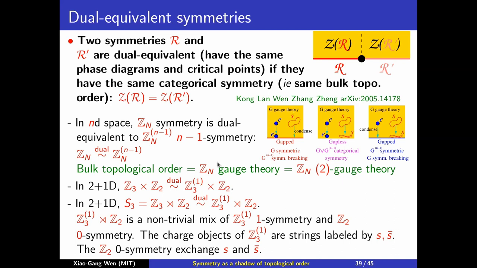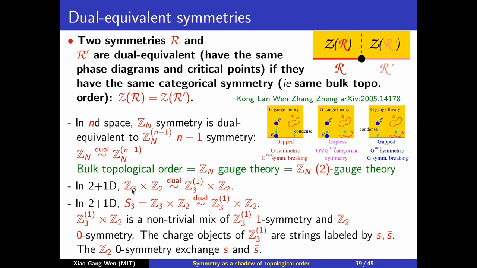So now let's give some examples. Like in n-dimensional space, the Zn symmetry is equivalent to the n minus one form symmetry, which is a Zn. So these two symmetries are equivalent. And this is just a generalization of what we talked about, the Z2 symmetry and the dual Z2 symmetry. They are actually two equivalent symmetries. And this reflects the following. We have an Ising model, I can do the Kramers-Wannier duality and get the dual Ising model. The Ising model and dual Ising model have identical spectrum within a symmetric subspace. And that's indeed true, you can show that. So this is an example of that.